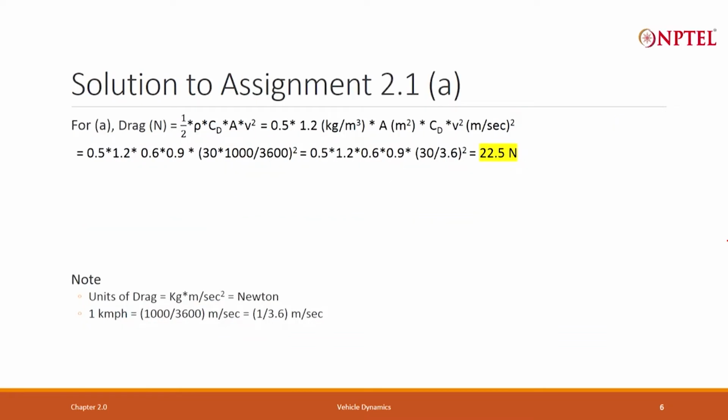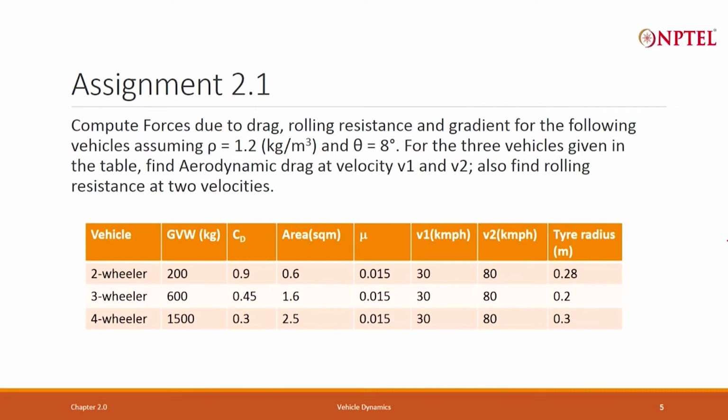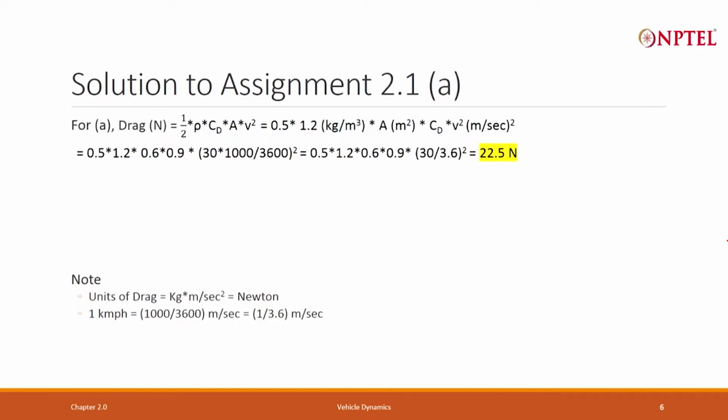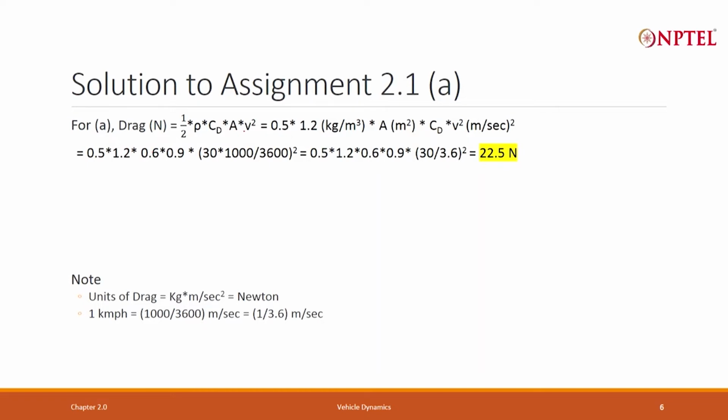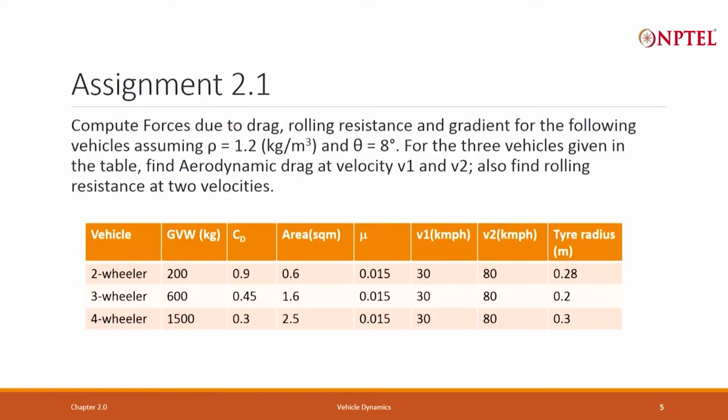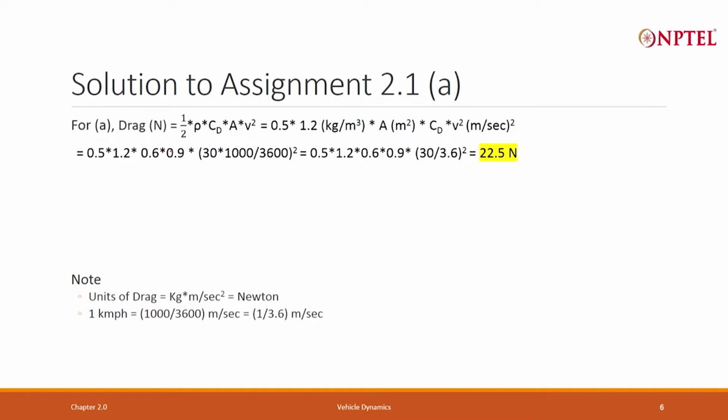Let us continue. Let us take first this 2.1a for the two wheeler, and let me just solve this for you. For 2.1a, the drag: I had mentioned it is half rho C D A into v square. Half is 0.5, rho is always 1.2 kg per meter cube, area into C D into v square. Therefore, I have put here 0.5 into 1.2, and the area for the first vehicle is 0.6 square meter. Let us just double check. Well, CD is 0.9, area is 0.6. So, I have put area first, multiplied by the CD, and then the velocity square.